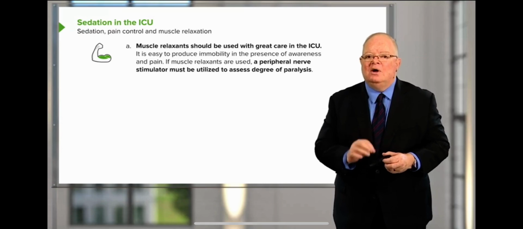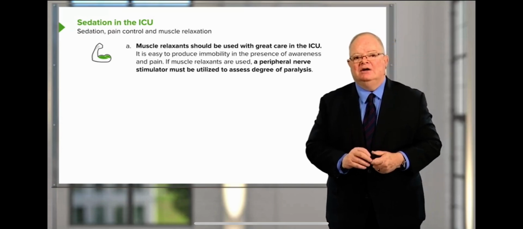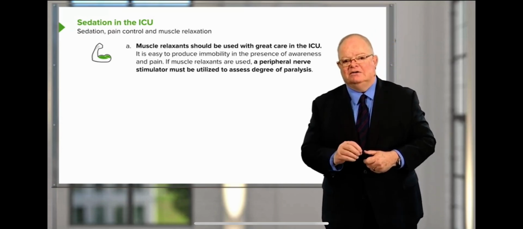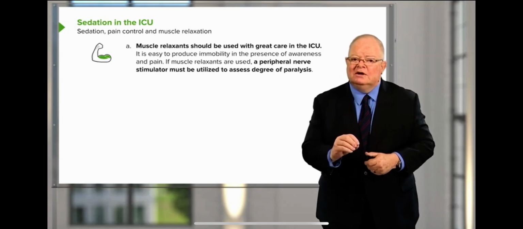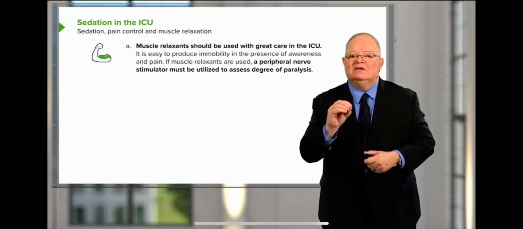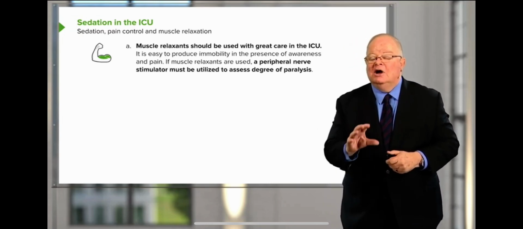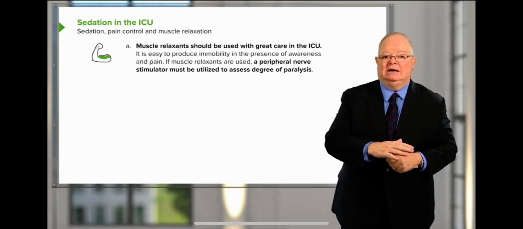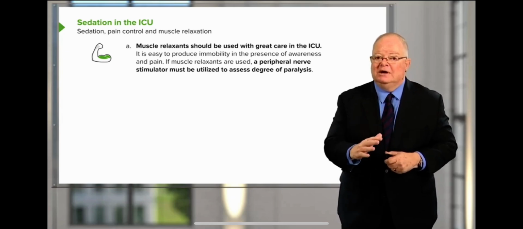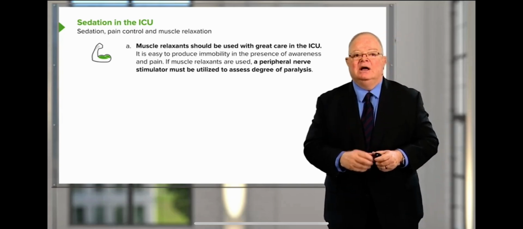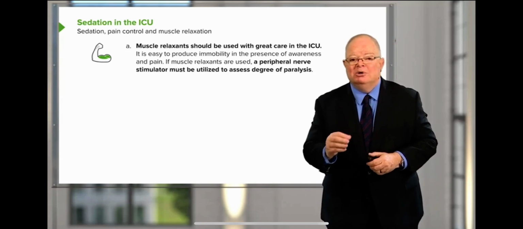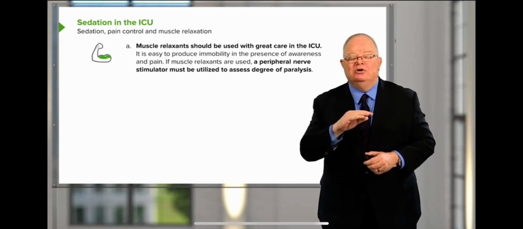If they are used at all, a peripheral nerve stimulator must be utilized to assess the degree of paralysis. The major reason for using paralysis is to minimize the body's oxygen demands. When the muscles are all paralyzed, the oxygen demands in the body drop dramatically. So it's worth doing in some cases, but you have to be careful with it. And you have to remember that muscle relaxants produce no amnesia and they produce no analgesia.